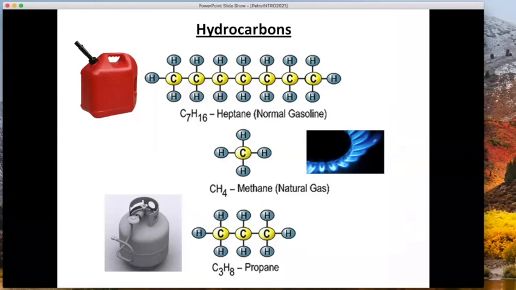Okay, so what all those prefixes mean are how many carbons are strung together, how many carbons are in a chain. Now, the cool thing about hydrocarbons is that when you break those carbon bonds, that's where energy comes from. The energy is stored in those bonds. So obviously, if you look at something like heptane, which is how we derive gasoline, there's a lot more energy stored in those bonds than there is in something like methane, which has fewer bonds.